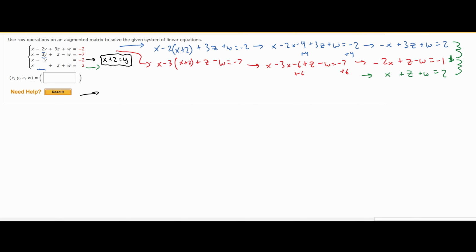If we add the first two together, we're going to get a negative 3x plus 4z. We are going to have the w's cancel out. It's going to be 0 is equal to 1. Now, for the next part, we're adding the middle and the bottom one together.